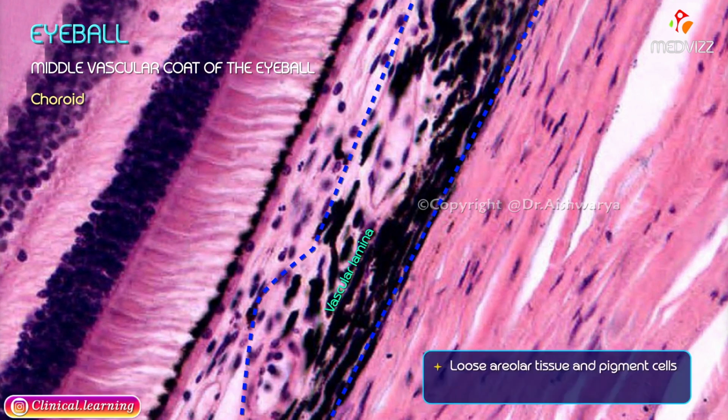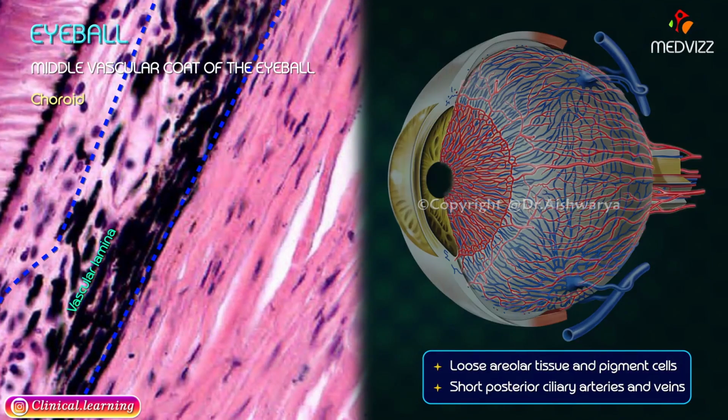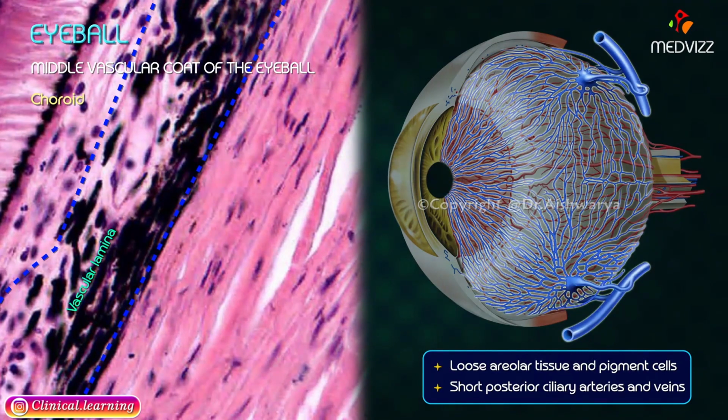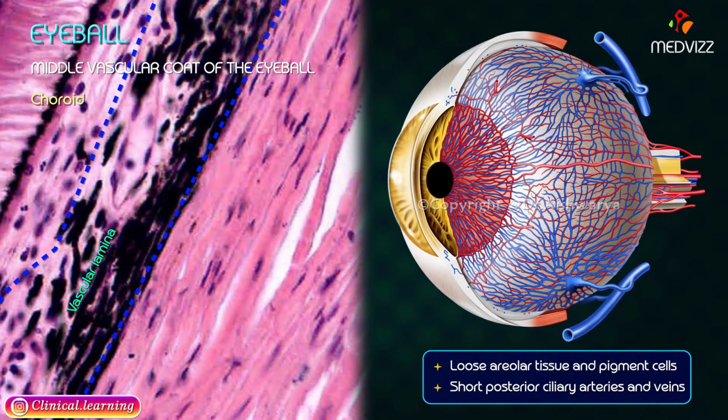Vascular lamina. It consists of loose areolar tissue and pigment cells. It contains branches of short posterior ciliary arteries and veins which converge in whorls to form 4 or 5 venae verticosae which pierce the sclera and drain into the ophthalmic veins.